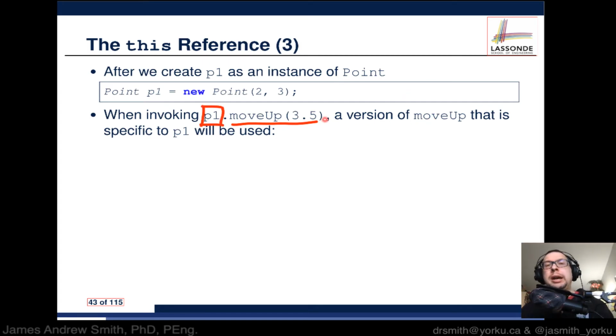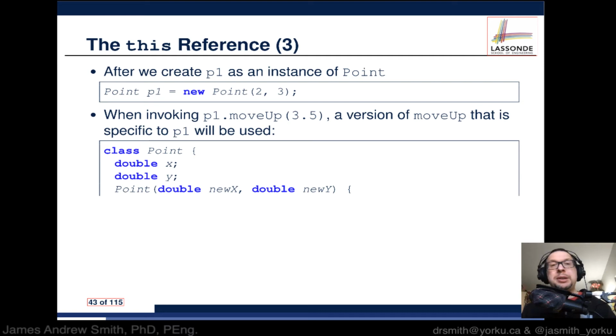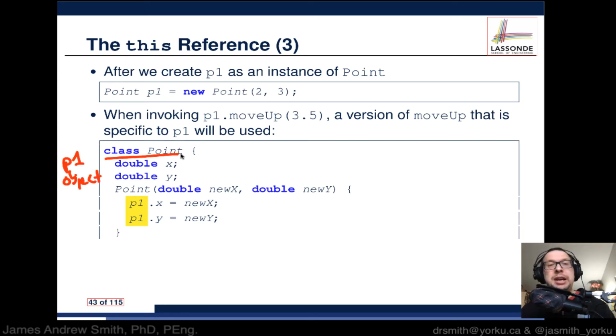So we're going to call move up, but it will be a version of move up that is specific to P1. So basically what will happen is that in the context of P1, this is the P1 object that is of type point, or class point, we're going to replace this with P1. So instead of this dot x, we're going to do P1 dot x. This is done automatically. You don't actually have to state this.